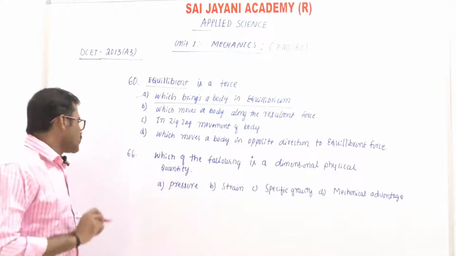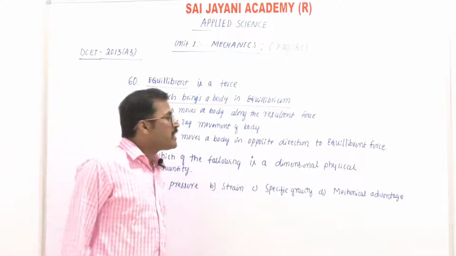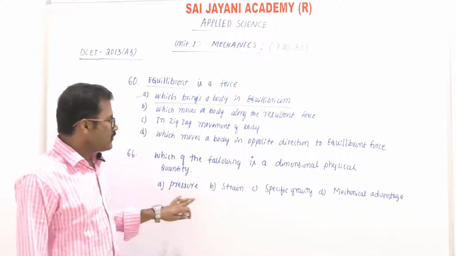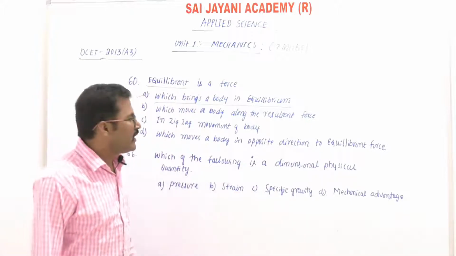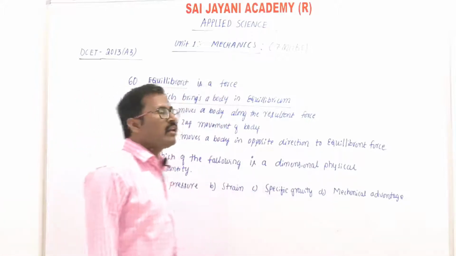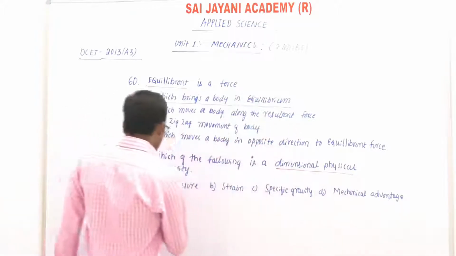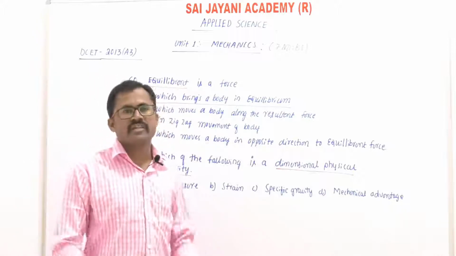So next question number 66. Which of the following is a dimensional physical quantity? Option A, pressure. Option B, strain. Option C, specific gravity. Option D, mechanical advantage. A quantity which has a unit is a dimensional physical quantity.